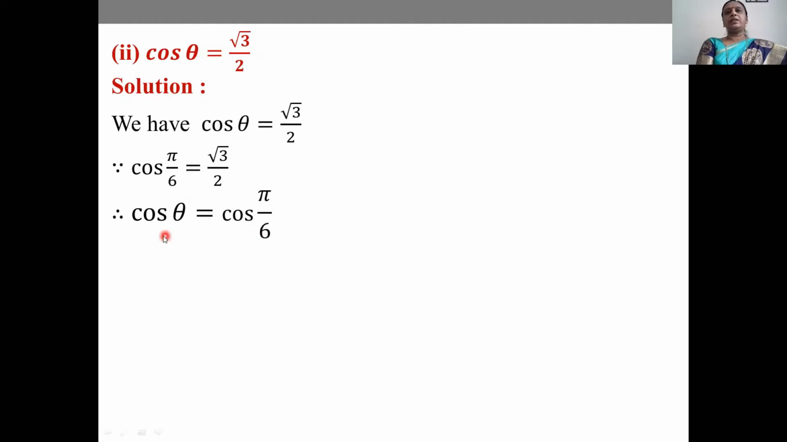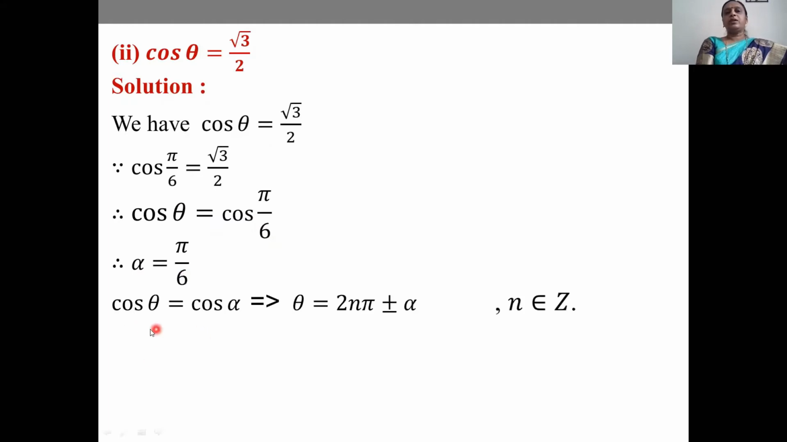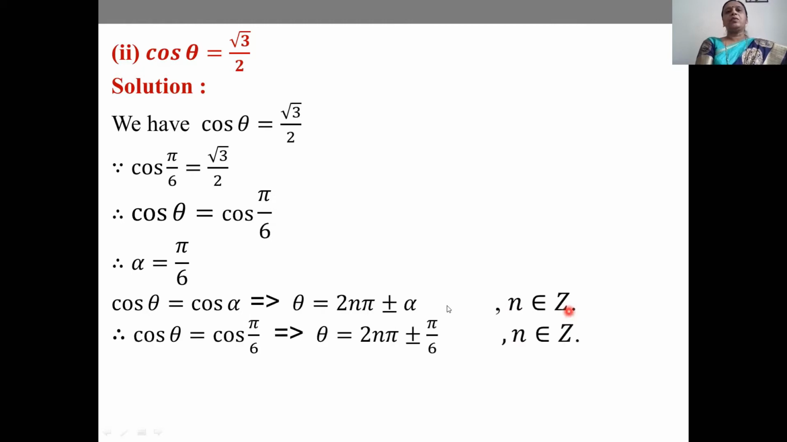Again, this problem is in the form cos theta is equal to cos alpha. Therefore, to find the general solution, we use that formula, and here alpha is pi by 6. What is the formula? If cos theta is equal to cos alpha, then the general solution is theta is equal to 2n pi plus minus alpha, where n belongs to the set of integers, that is, n belongs to z. Now, in this equation, put the value of alpha as pi by 6. Therefore, cos theta is equal to cos pi by 6 implies the general solution will be theta is equal to 2n pi plus minus pi by 6, n belongs to z.